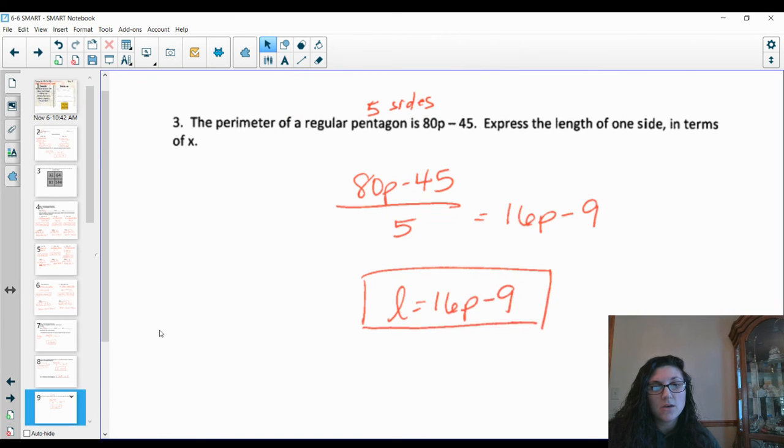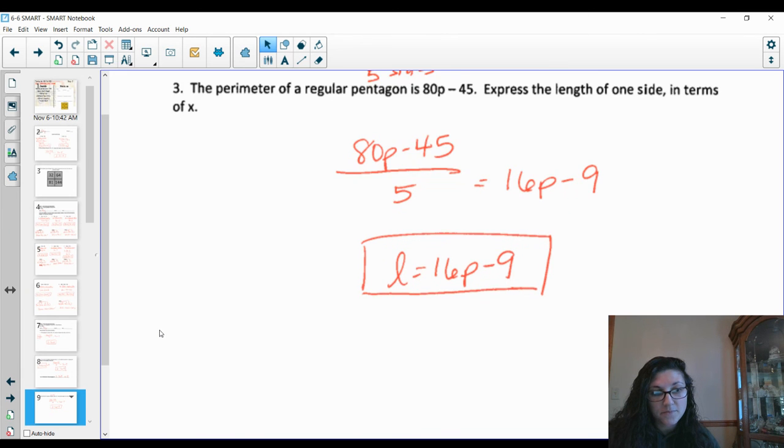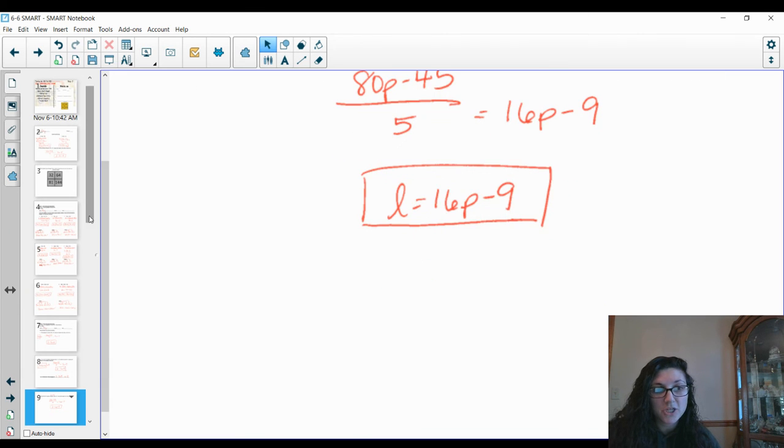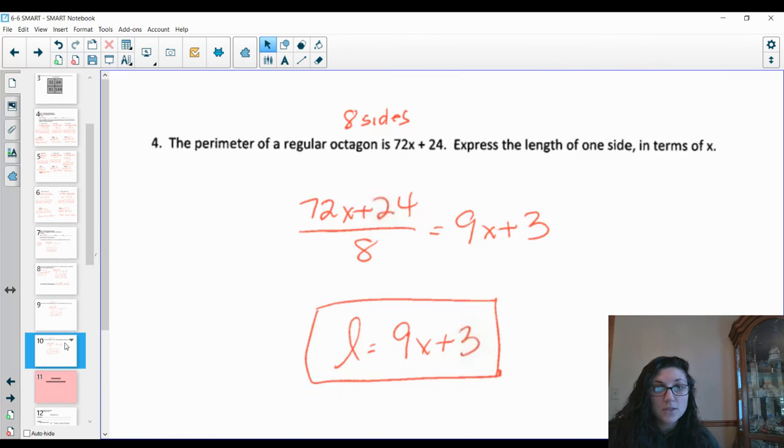Right, number 3. Now it's a pentagon. You should know a pentagon has 5 sides. So you divide by 5. If you drew a picture, I think that's awesome. And then finally, an octagon has 8 sides, so you divide by 8. Right, so that's the conclusion of the homework. If you are not matching my answers and you are unsure why, you can email me. I'm happy to help you.